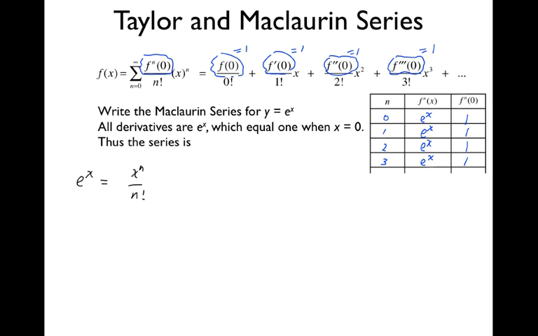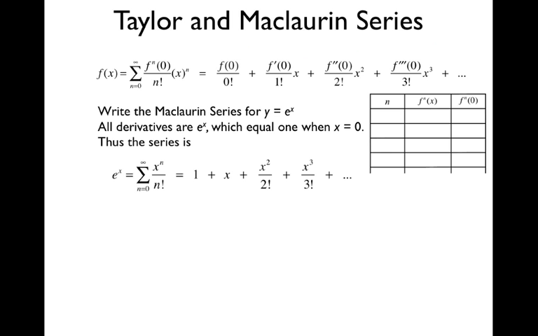So that's not a series, right? That's not a series until we still have the sum, right? The sum of, yes, you got the formula right, but you have to have that too. All right, so what is that? 1 plus, when n is 1, you get x. When n is 2, you get x squared over 2 factorial, x cubed over 3 factorial, etc.